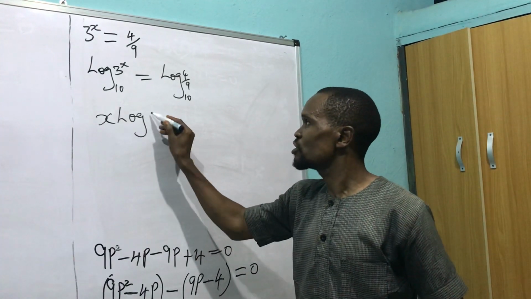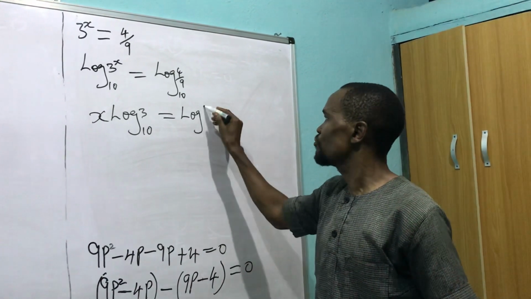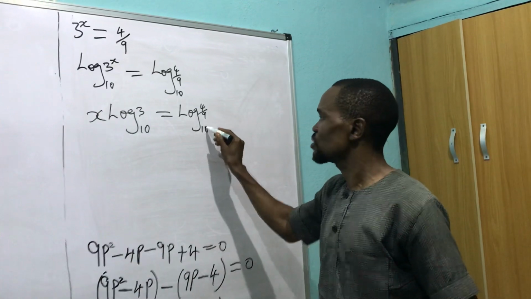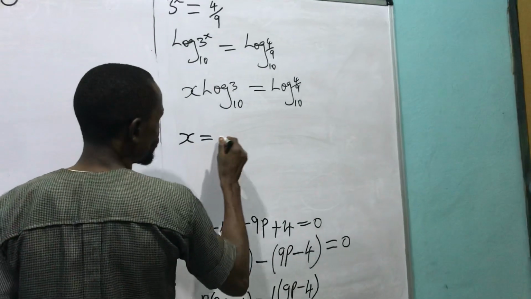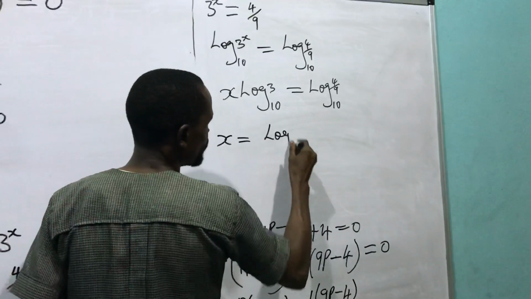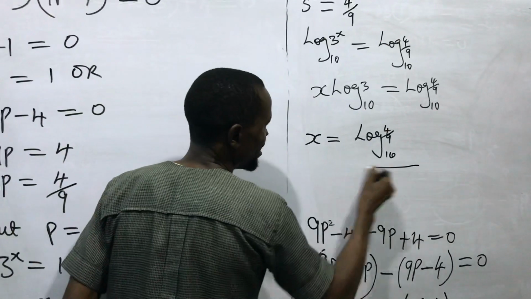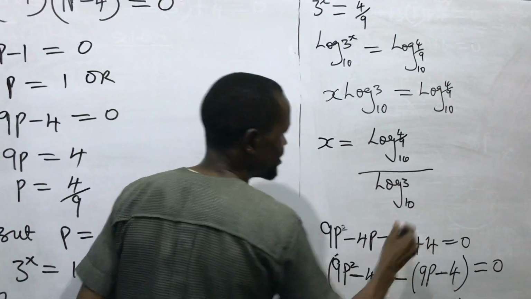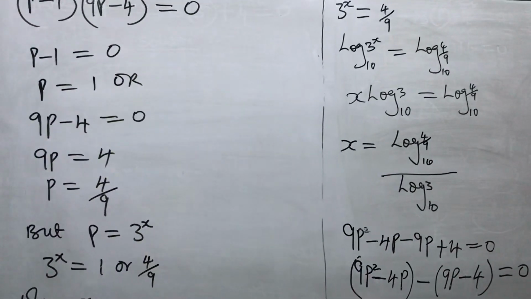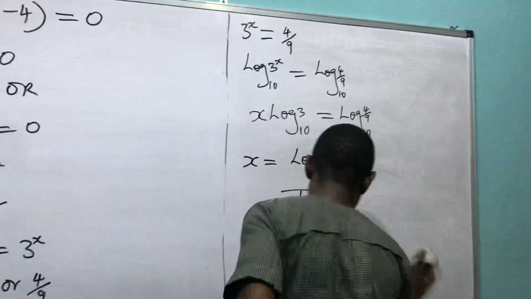Then I will say this is something like this: x log 3 base 10 equals log of 4 divided by 9 base 10. Then I will say x is equal to log of 4 over 9 base 10 divided by log of 3 base 10. Then can I clean that? I have that.